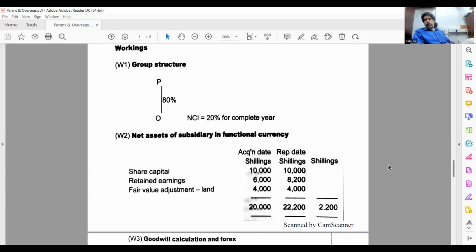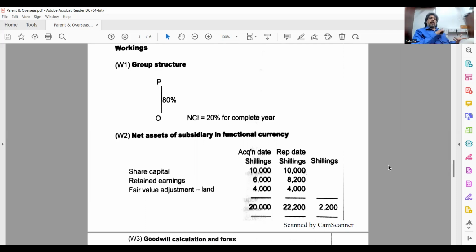So, since there's no fresh issue made by the subsidiary in the current year, the share capital would have been there at the start of the year also, right? So, share capital 10,000 shillings. Remember, as I speak, just refer to only the two columns, particulars and the net assets at acquisition date. I don't want the third column at all. What is that? Net assets at the reporting date. Okay, just ignore that column.